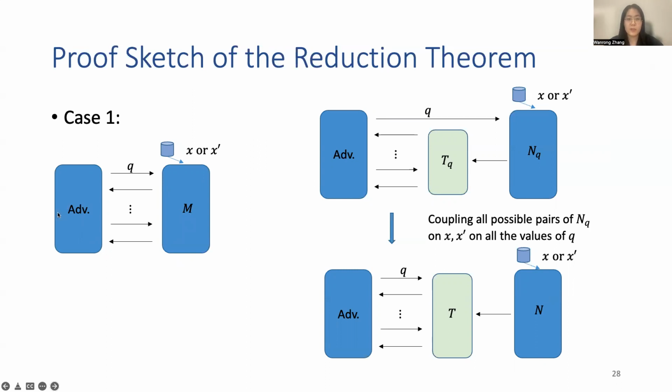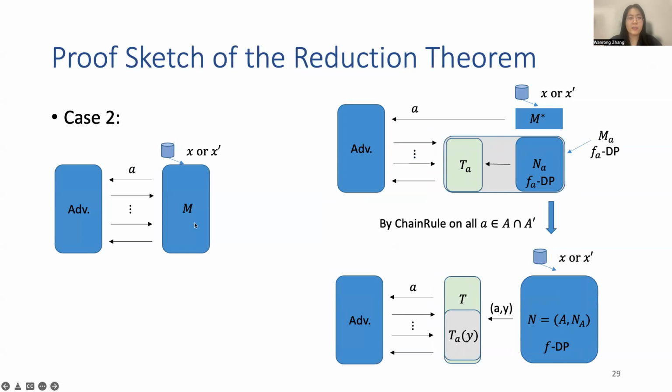The first case is the adversary sends the first query Q to the mechanism. So fixing Q, we consider the subsequent interaction in MQ. By induction, this part can be simulated by post-processing of a non-interactive FDP mechanism NQ. And then we're going to use the coupling property. We're coupling all possible pairs of NQ on X and X prime on all the values of Q, which is all possible values of the first query. And I should mention that we stated the coupling property for two random variables, but it also extends to a finite number of random variables by an induction argument. And then following the coupling property, the overall trade-off function is still greater than f.